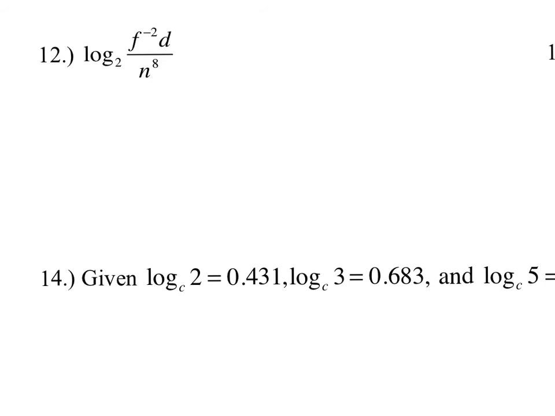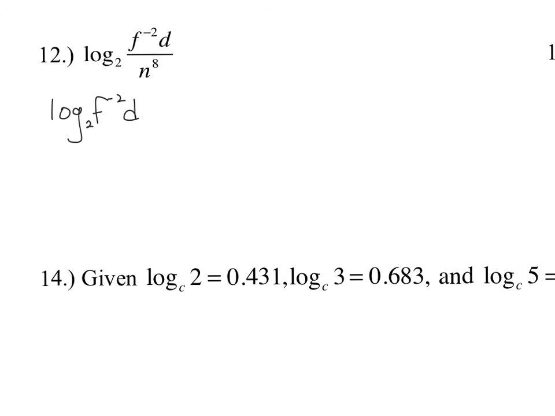For number 12, we're going to be using pretty much the last three properties. Up in the numerator here, I have multiplication because we have an f to the negative second times d to the first, so I'm going to expand that out using addition. And then down here, I have division, so I'm going to use my quotient property, and I also have these powers that I'm going to move in front. So the first thing I'm going to do is separate out using the quotient property. Again, you can use multiple steps in a row if you like. I'm not. I'm going to take it step by step.